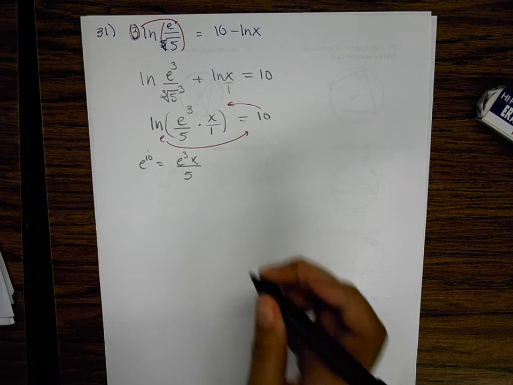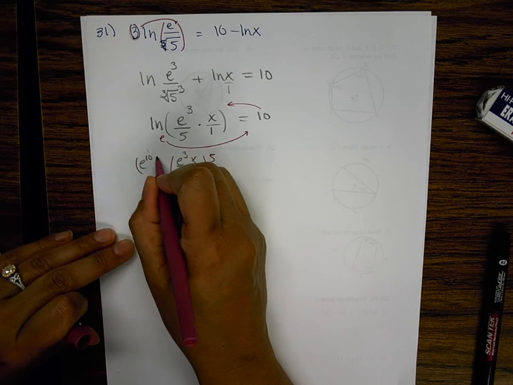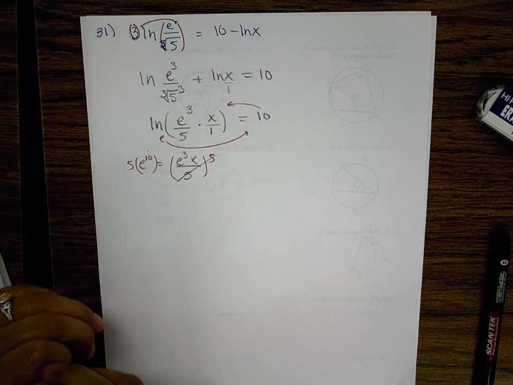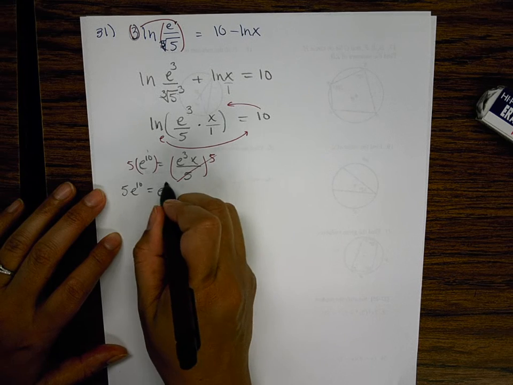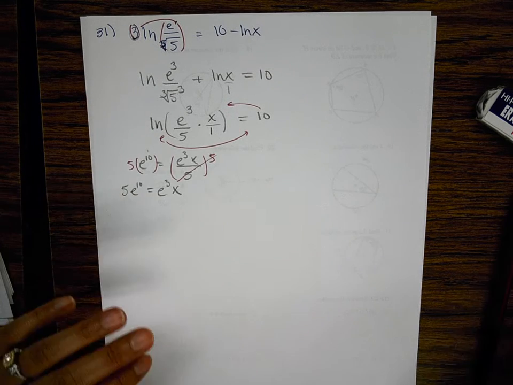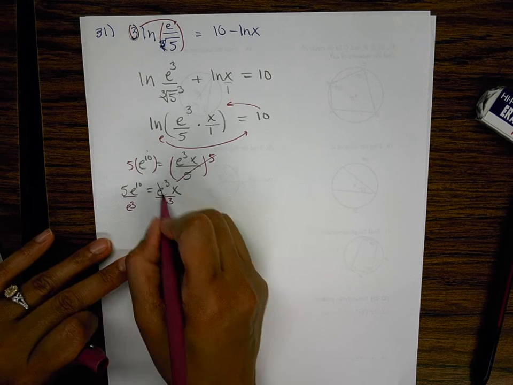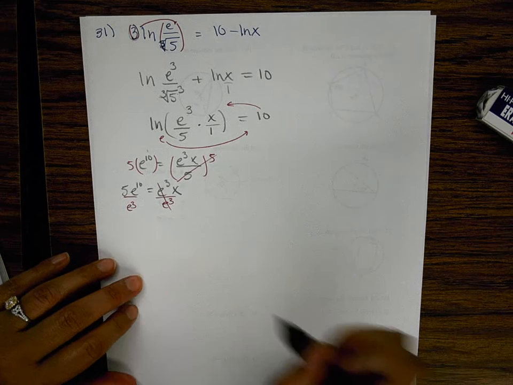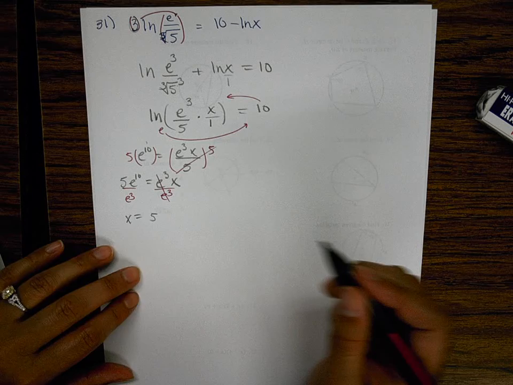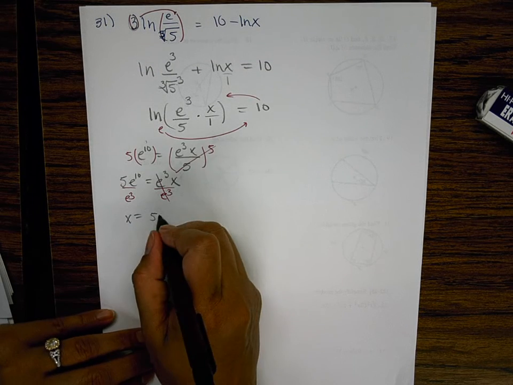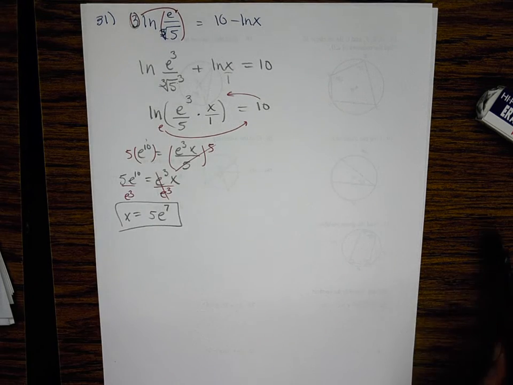And I'm trying to solve, so I'm going to multiply both sides by 5. 5 e to the 10th equals e cubed x. I'm going to divide both sides by e cubed to get x by itself. X equals, and since these two are like bases, I can subtract. 10 take away 3 is positive 7, so 5e to the positive 7. Now if you wanted to, you could plug it in your calculator and get a decimal. I'm going to leave my answer like that.